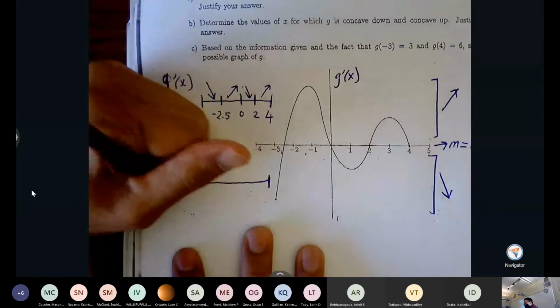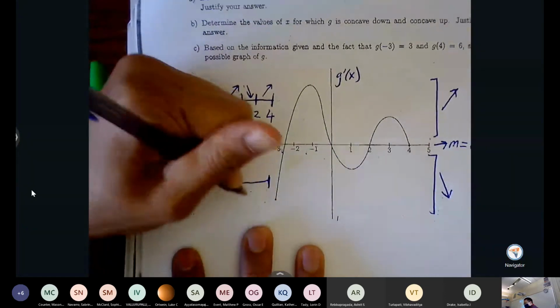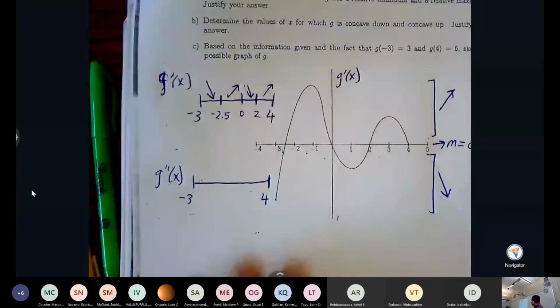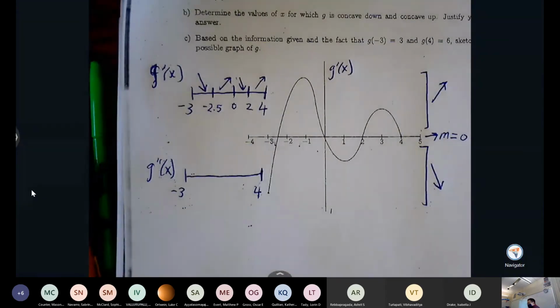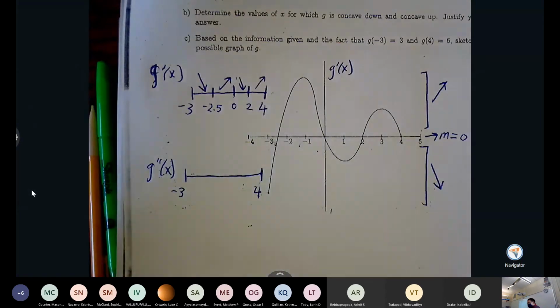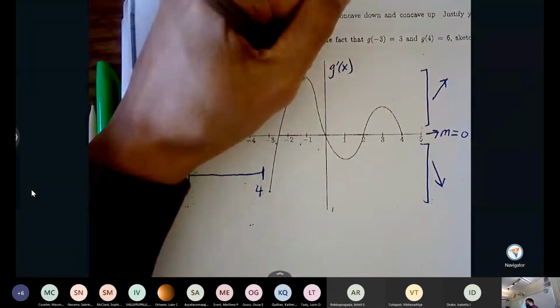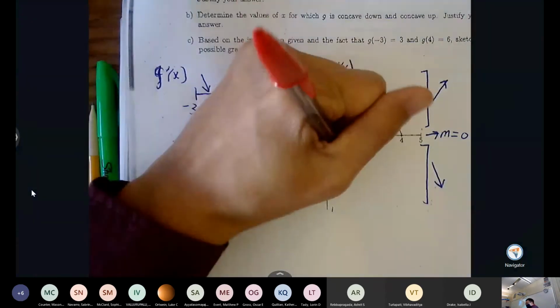Endpoint still from -3 to 4. But now the critical points that are going to comprise our points of inflection are found elsewhere, right? It's no longer the x-intercepts. It's going to be the peaks and valleys.